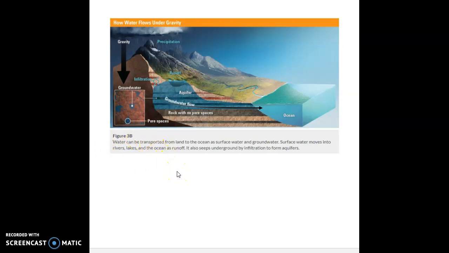So figure 3b, water can be transported from land to the ocean as surface water and groundwater. Surface water moves into rivers, lakes, and the ocean as runoff. It also seeps underground by infiltration to form aquifers. And aquifers are like underwater lakes. These are areas where that water accumulates and collects.